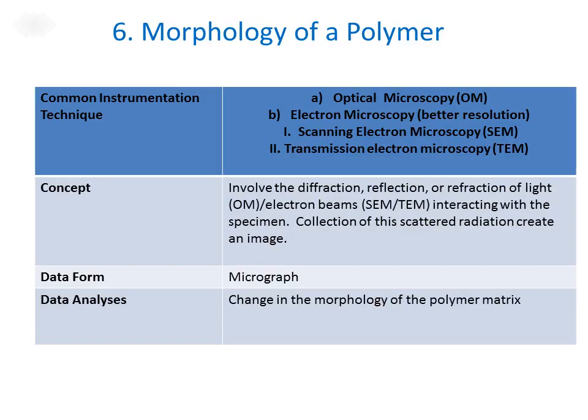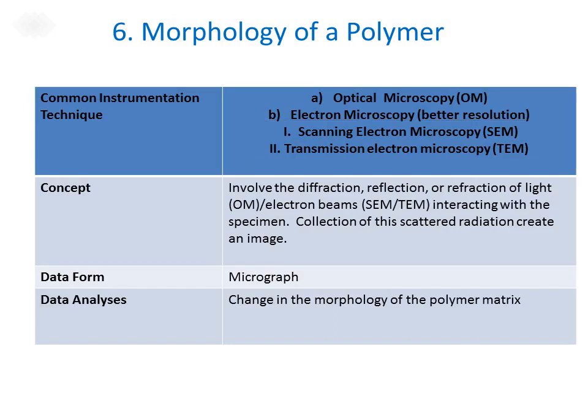The morphology of a polymer is important to know the effect of additives on its structure that may affect the properties of the material. There are two main instrumentation techniques that are commonly used for the purpose, i.e., optical microscopy and electron microscopy. The electron microscopy gives a better resolution than the optical microscopy. There are two types of electron microscopy, i.e., the scanning electron microscope and the transmission electron microscope.